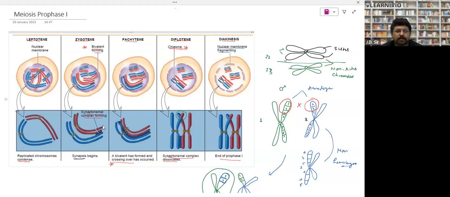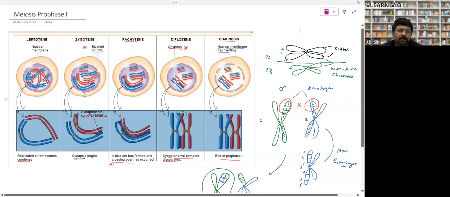Can you say again, sir? Yeah, sure. Look, these are non-sister chromatids. Here I have shown it. You can see this chromosome is black and this one is green, two different chromosomes. In this chromosome both arms are black, so they are sister chromatids. These green ones are sister chromatids too. But the black one and the green one are called non-sister chromatids. Clear?